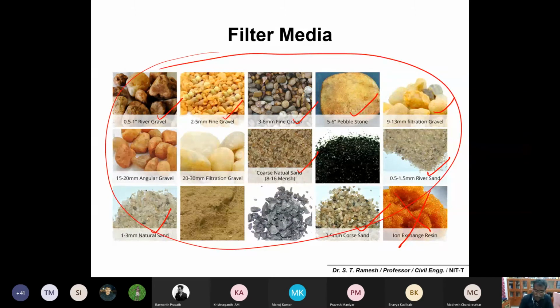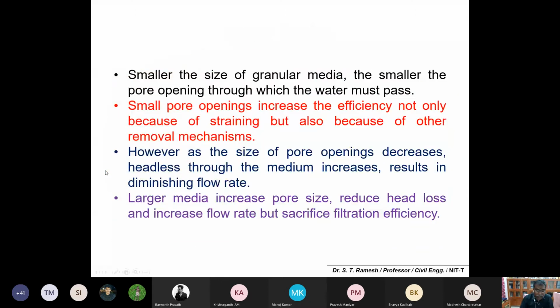Normally the river sand will contain these combinations, but it may not be possible to take them out of a river sand. So you have to go for a gradation analysis, and whatever size you want, you can sieve it, prepare it, and pack it in a filter bed for your operations. This is what is explained in this slide.